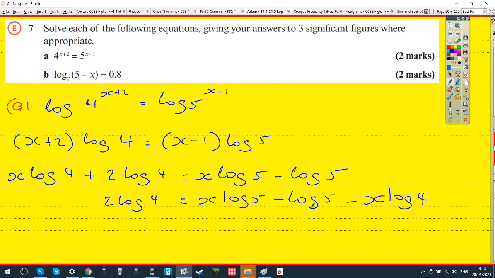Now move numbers together. Oh, I get it now, because x log 4 is like a separate number, isn't it? It has to be the same to be taken away. Not really, but okay. And then can you plus log 5 on both sides? Yeah. Which would give you 2 log 4 plus log 5 equals x log 5 minus x log 4. Yeah. What's next?